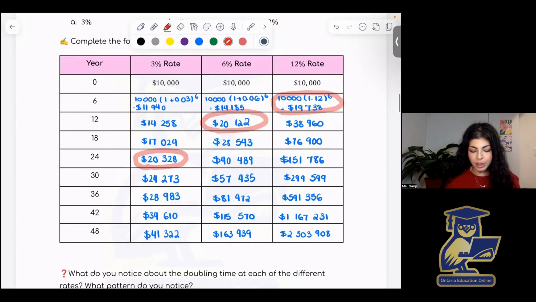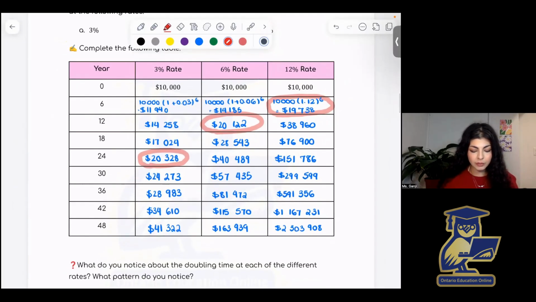And now you're asked, what do you notice about the doubling time at each of the different rates, and what pattern do you notice? So with the 12%, it was 6 years. And when the rate is split in half, so 6%, then we see that the years are also doubled. So instead of 6 years, it's 12 years. Now, with the 3% rate going from 6%, this is also another half.